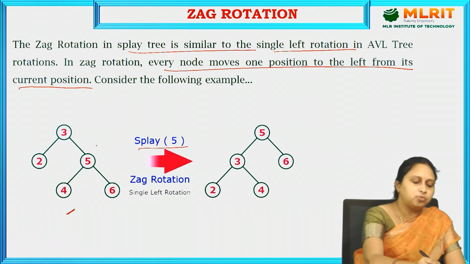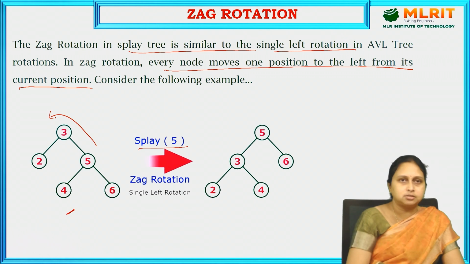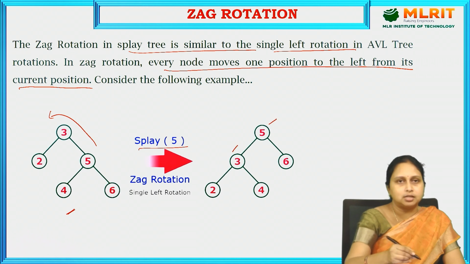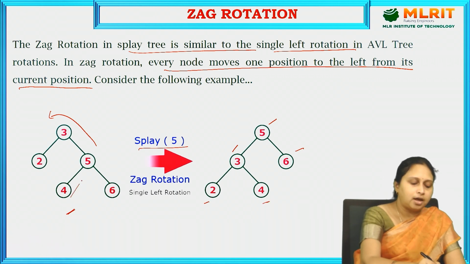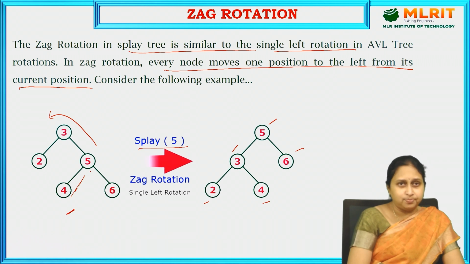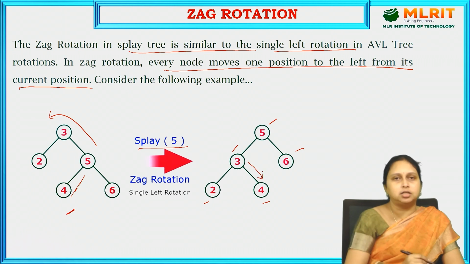When I am going to perform splay on 5, what happens? It is moving to the left. Now you are going to get 5 as the root node, 3 as its left child, and 6 is the right child, and 2 is the left child for 3. Now what happens to 4? Before, you have this, right? 5 left child is 4, but here 5 left child is 3. Now I need to make that a right child of 3. Like this way, we are going to perform splaying.